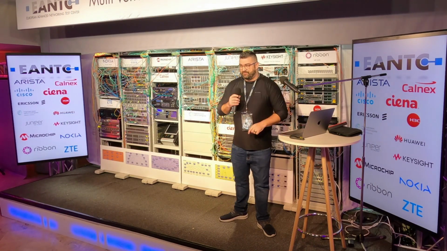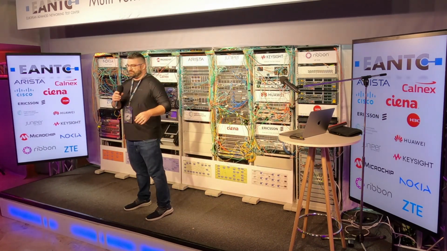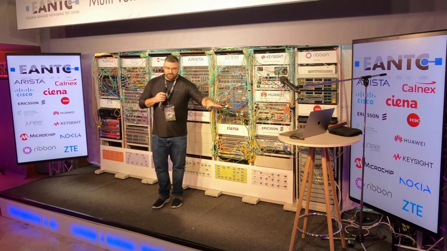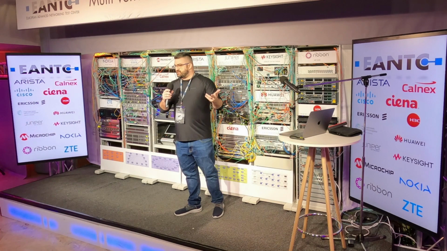All right, with all the fun concepts and theory stuff out of the way, we'll actually go into the live demo. So our topology here, we have domain 1 on the left, domain 2 on the right. We have their dpath values listed here for reference. And in domain 1, we have 2 VTEPs, and we have 2 gateway nodes that are in the all-active gateway resiliency model, we'll call it here.